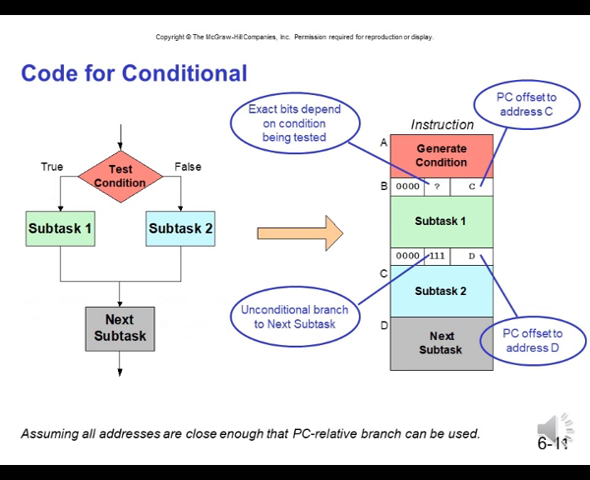The next slide is code for conditional. We can see the process in the slide. It starts from the test condition, has true and false, and has subtask 1, subtask 2, and the next is the next subtask. We can also see it in the instruction.